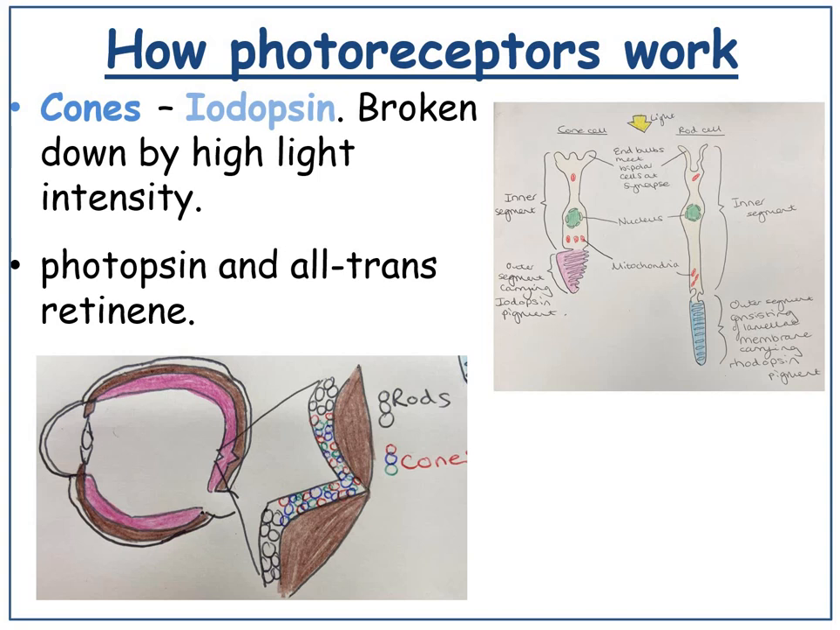Then you've got cones. Cones have a pigment called iodopsin. You can see that they are cone shaped, shown here on the left. And the iodopsin is broken down by high light intensities, into photopsin and all-trans-retinal. And remember, the cones are packed tightly in the fovea.